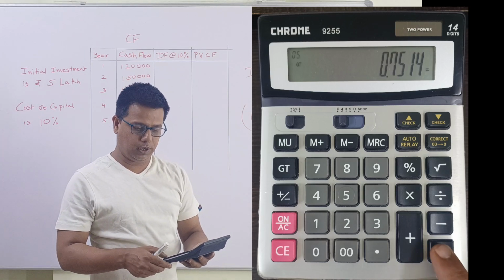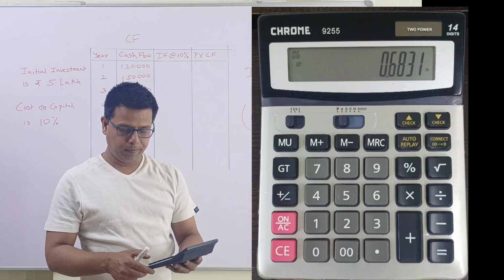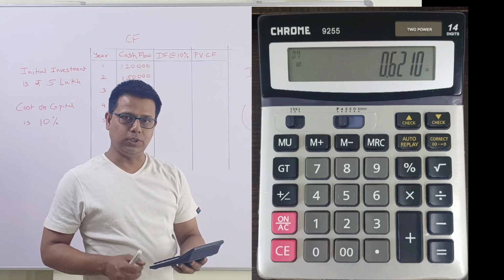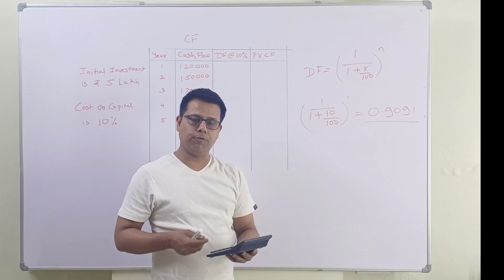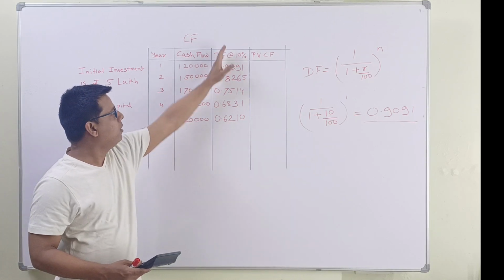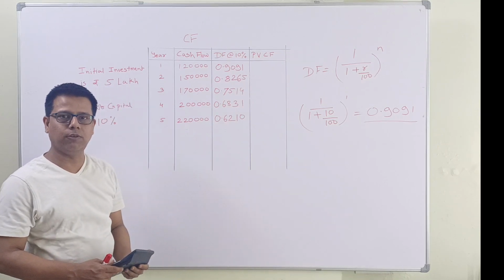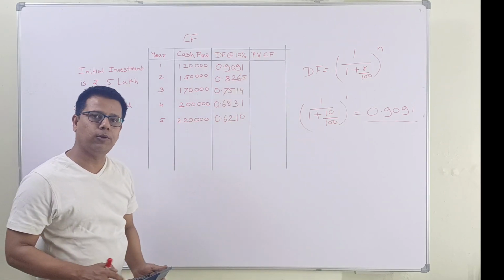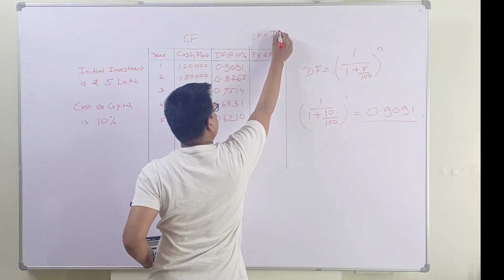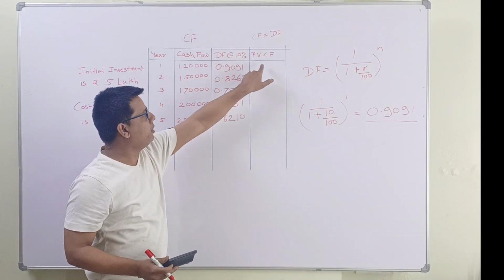Then again for the fourth year, press the equal to button, you get the value 0.6831. And then for the fifth year, the answer is 0.6210. So this is the method to calculate DF, or how to use the calculator to find the value of DF. DF is calculated, we have put it in the DF column. Now the next column is PVCF, that is present value of cash flow. How to calculate that? It is nothing but CF into DF. So the CF column and the DF column, the product of it is PVCF.